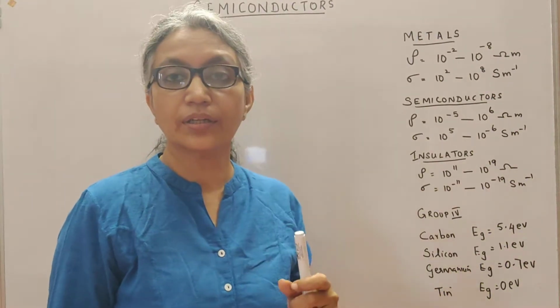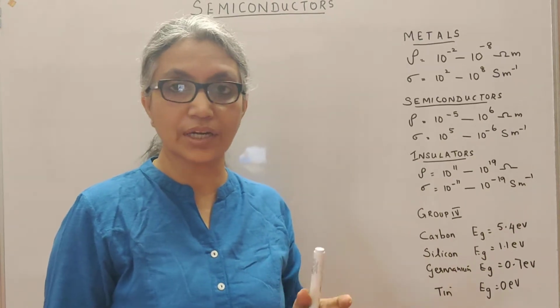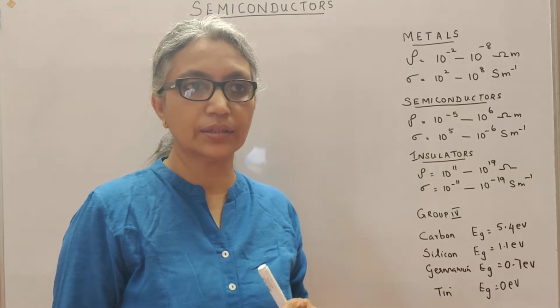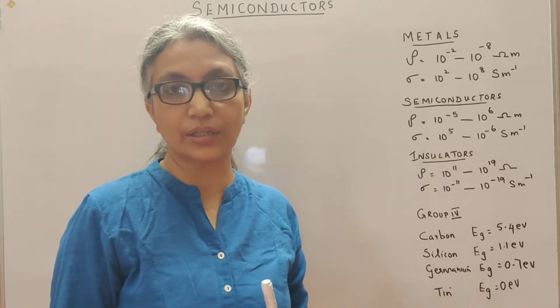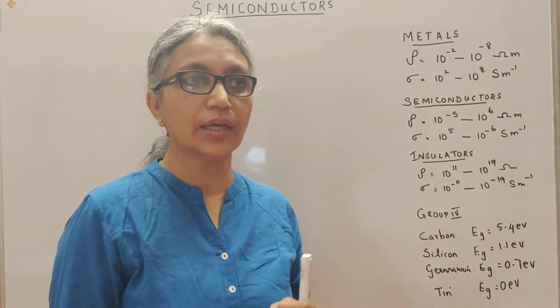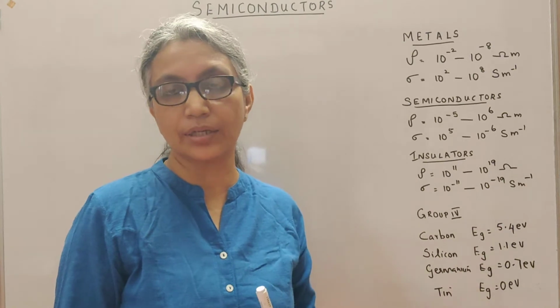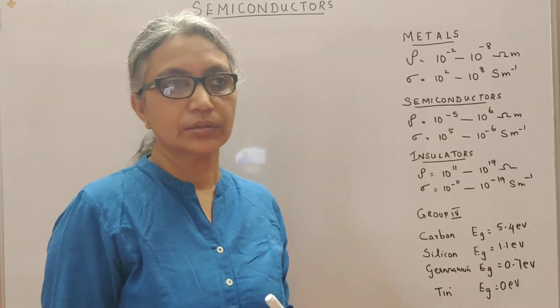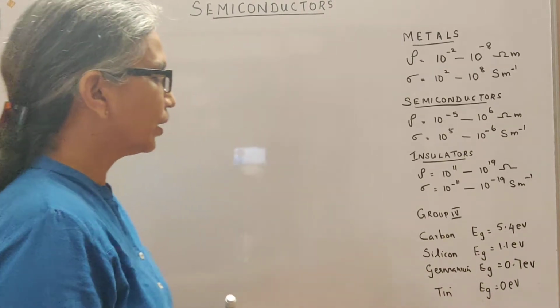Good evening. Today's session is the first part of our last chapter, semiconductor devices. In this session, we discuss the energy bands and how to distinguish between metals, insulators, and semiconductors based on this energy band. So this is part one of the last chapter, semiconductors.